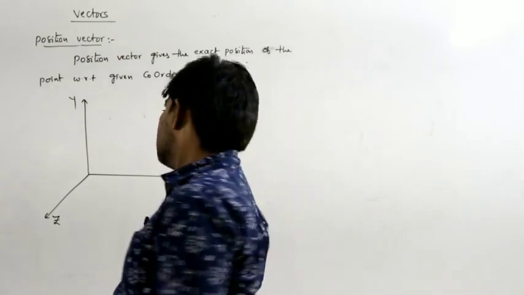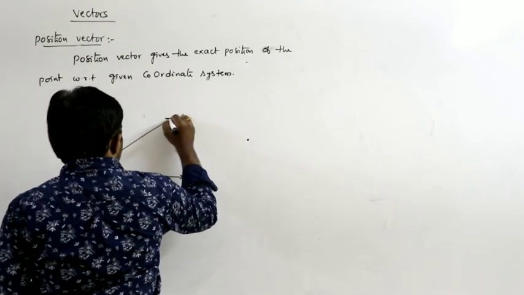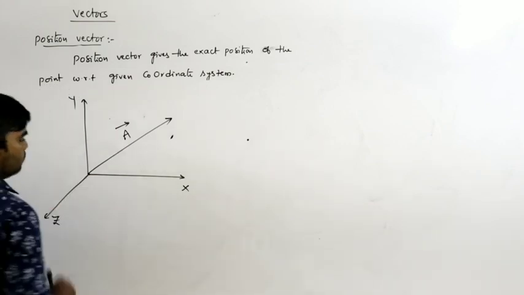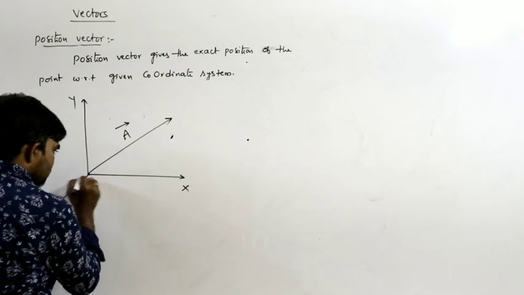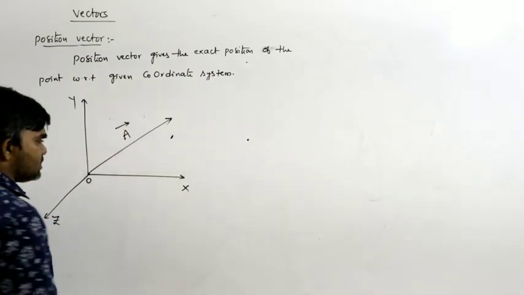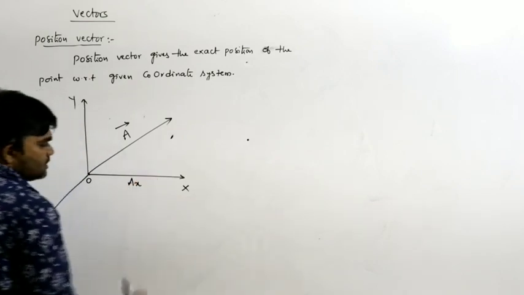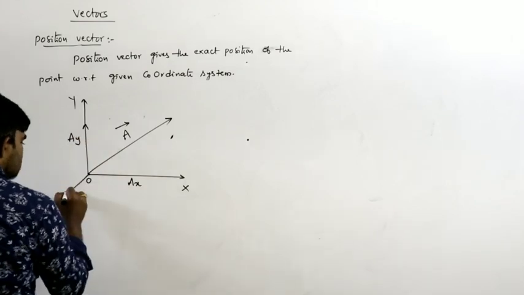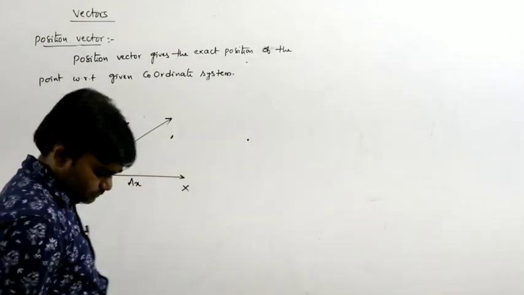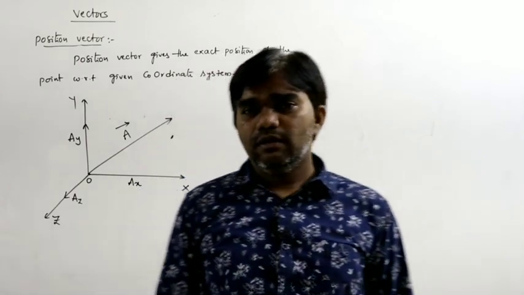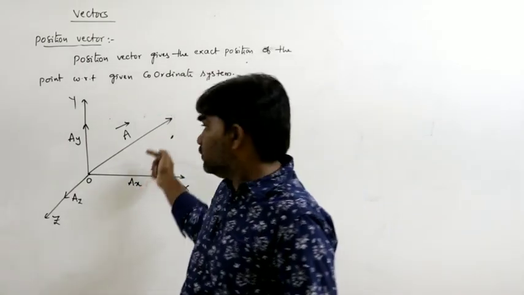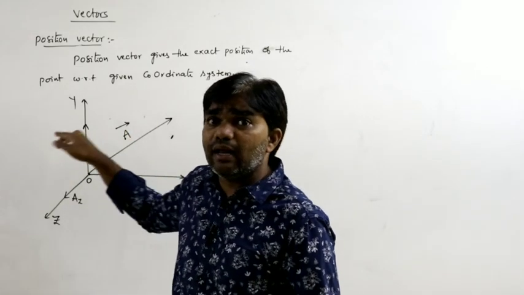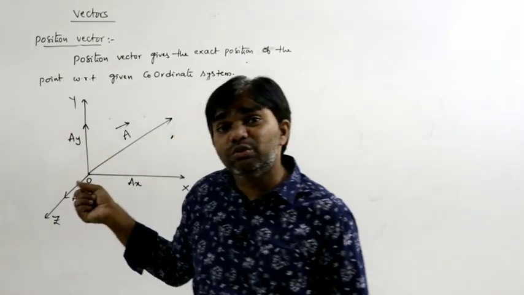So let us say this is the representation of A bar with respect to what? With respect to the origin. This A bar has a certain magnitude along the x axis, let us say A suffix x; along the y axis, AY; along the z axis, AZ. What is AX? The magnitude of the vector A bar along the x axis. What is AY? The magnitude along the y axis. What is AZ? The magnitude of A bar along the z axis.